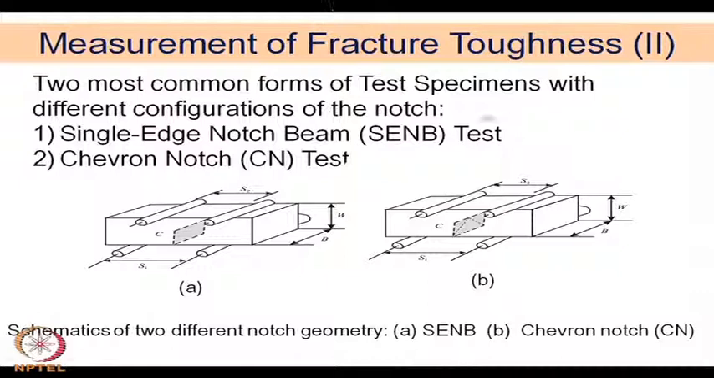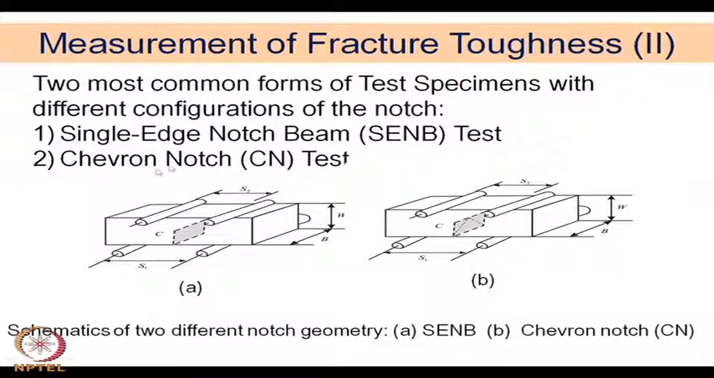Okay. So, there are two most common forms of test specimens with different configurations of the notch. As I have said, first of all we intentionally make a notch and then we keep the sample in such a way that it is under tensile load, and that will open up the notch, and the crack will try to propagate. From the stress required to fracture the sample, one can measure the fracture toughness.